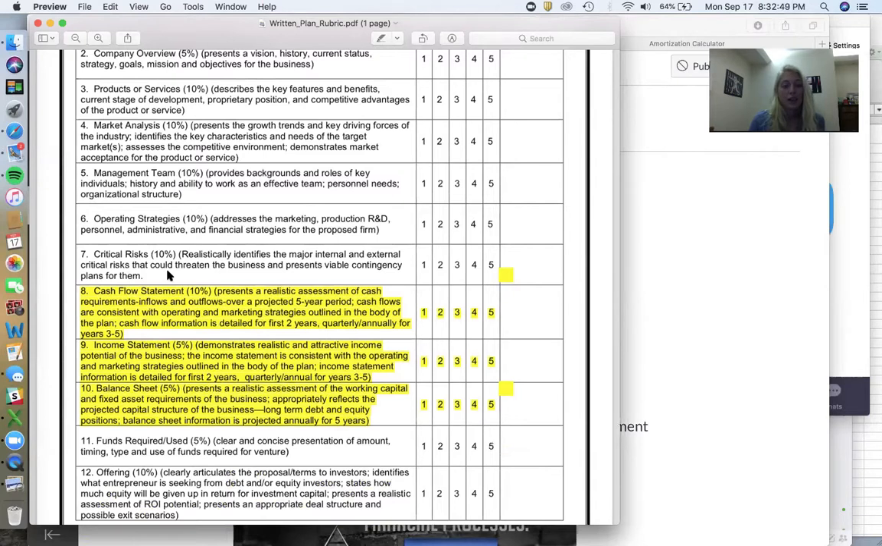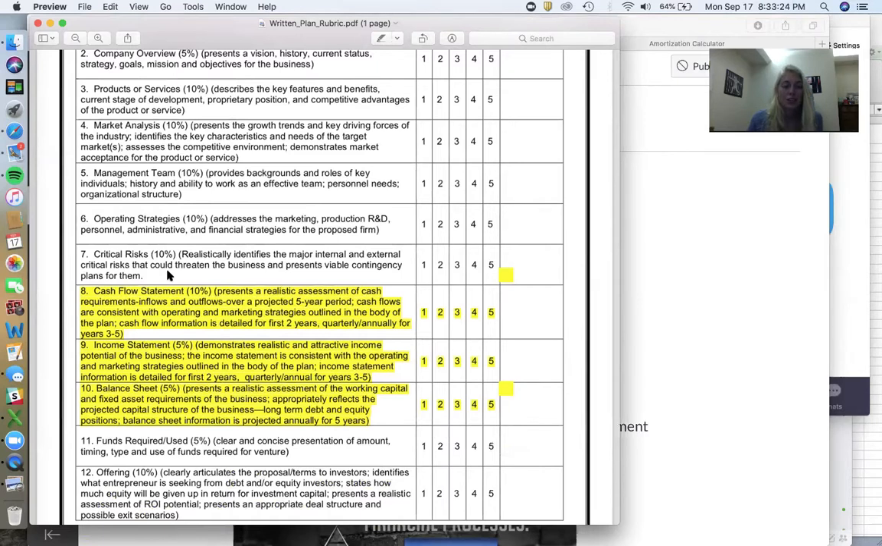Again, realistic and attractive income potential of the business. If you find you're not going to be able to make a profit until maybe 10 years down the road, that's not really something that investors are going to look upon fondly, okay? So the income statement, again, needs to be consistent with the operating and marketing strategies outlined in the rest of the plan, and again, detailed for the first year, and after the first year, just annually or quarterly if that's what you prefer for the next 2 years.